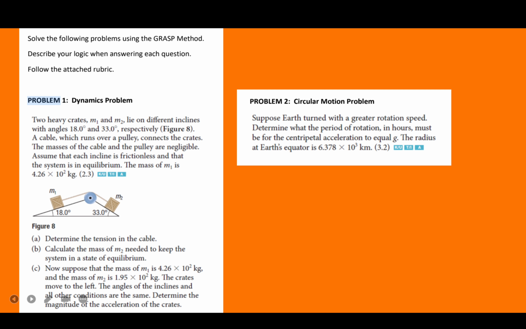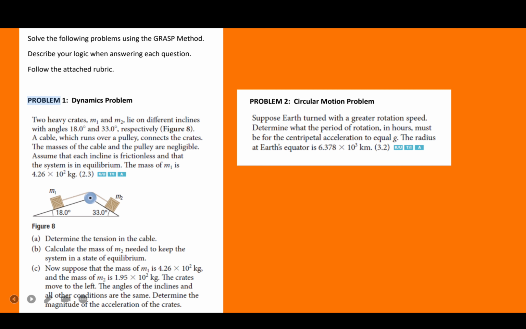For question A, we have to determine the tension in the cable. For question B, we have to calculate the mass of M2 needed to keep the system in a state of equilibrium. For question C, now suppose that the mass of M1 is 426 kilograms, and the mass of M2 is 195 kilograms. The crates move to the left. The angles of the inclines and all other conditions are the same. Determine the magnitude of the acceleration of the crate.